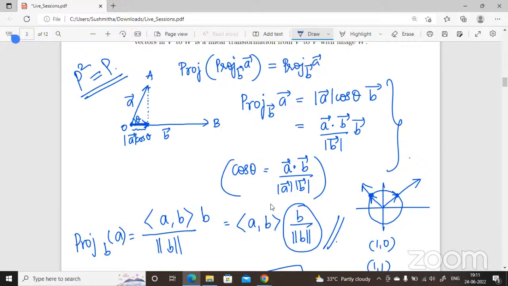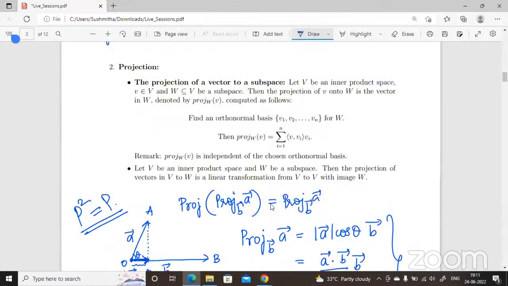So let's look at projection as a function. You have a function projection, or let's call it P. Here we projected a vector along another vector. But what if I want to project a vector on a subspace? Suppose I have R3 and I have a plane, which is a subspace. And then I have some vector here. If I want to project it onto this plane, what should I do?